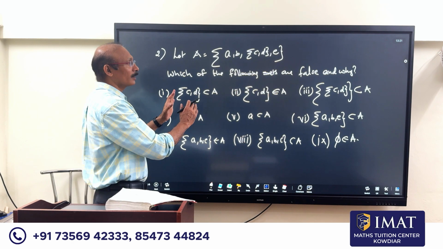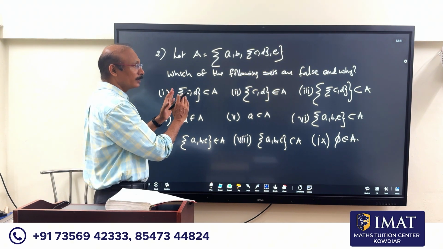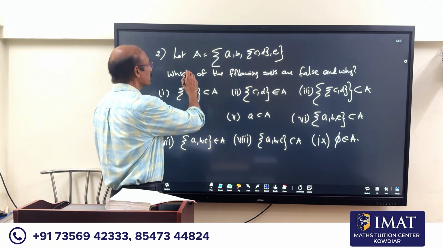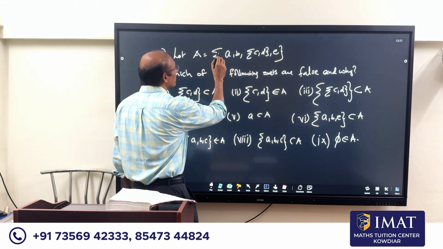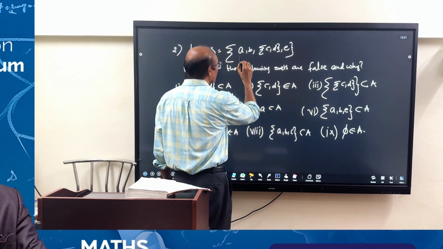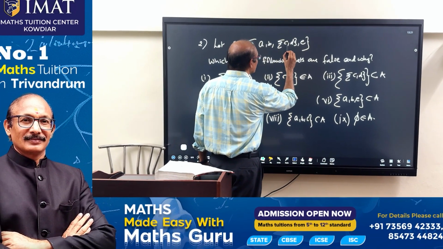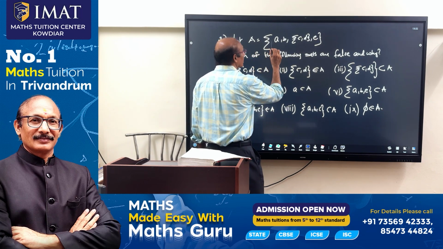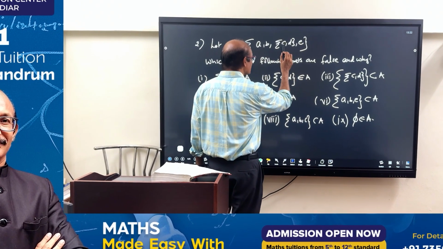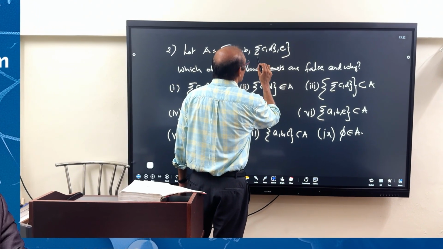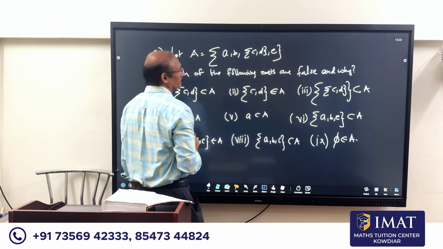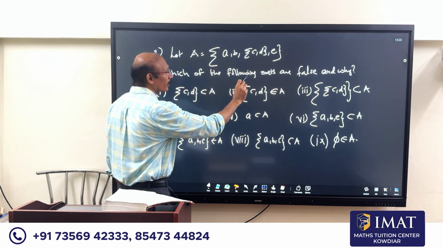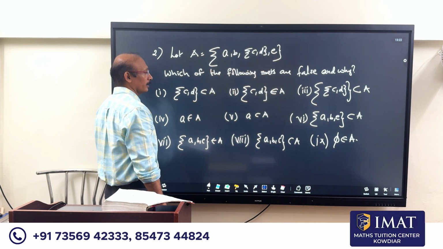Now, this is a question which will give you the difference between a subset and an element of a set. Let us say A is equal to the set containing elements a, b, the set {c, d}, and e. Once again, the elements of set A are a, b, {c, d}, e. Remember, this is an element of the set A. Now, let us see which of the following statements are false and why.